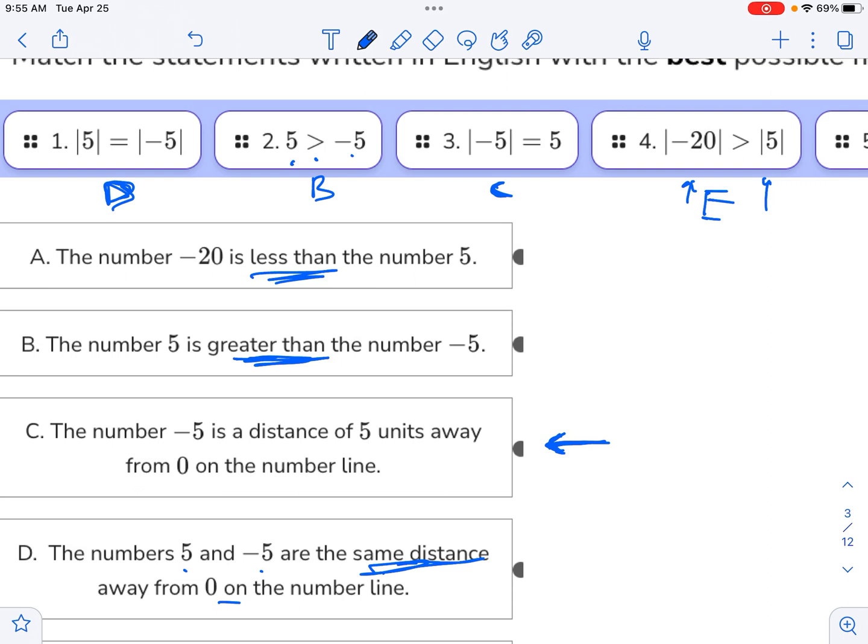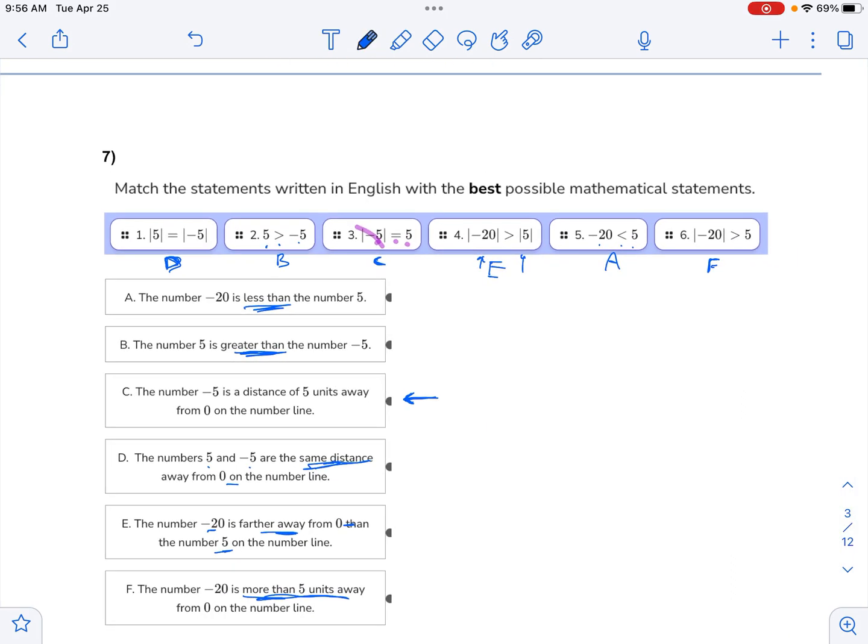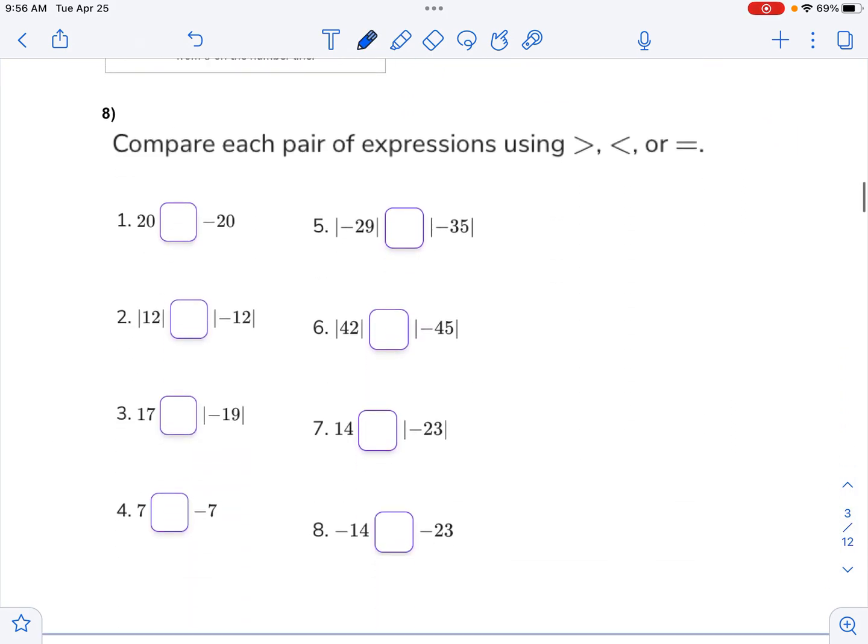back to it though. The number -5, which is this one, is a distance, so that's why we see the absolute value, 5 units away from 0 on the number line. Oh, it's basically telling us the absolute value of -5 is 5. Yeah, I see that now. Let's continue. Oh, awesome. Let's find values here.